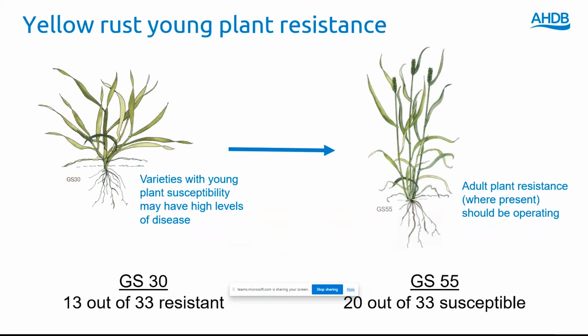Something to bear in mind when using the recommended list yellow rust ratings is that these ratings reflect the resistance that adult plants have to yellow rust, not the resistance at the young plant stage. And this is because varietal resistance genes against yellow rust operate at different stages of the plant's growth. So adult plant resistance should be operating by growth stage 55, but this means that at the T0 and T1 and sometimes T2 timings, the plant may still have its young plant susceptibility. And if it gets yellow rust, it might need a fungicide to keep a lid on the disease.